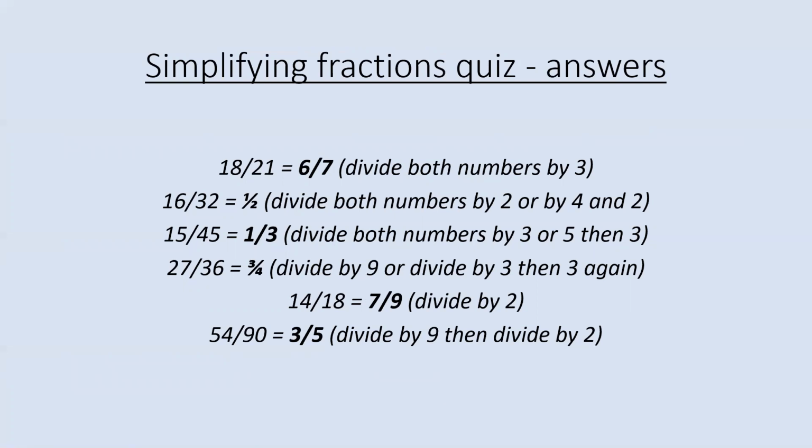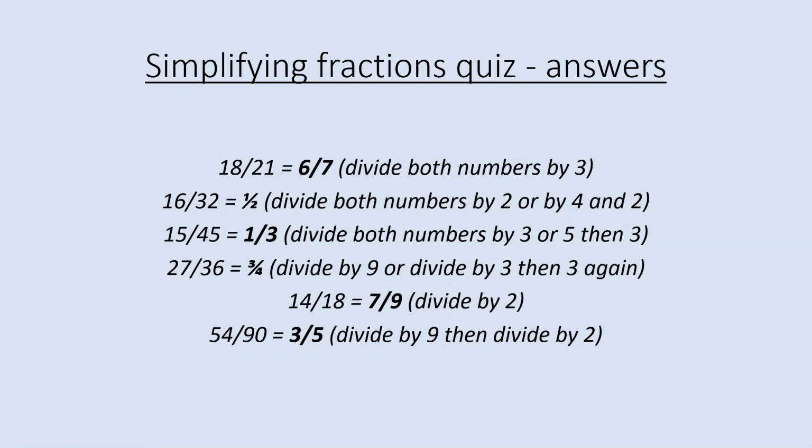15/45 can simplify down to 1/3. Again, I could divide both numbers by 15, because 15 divided by 15 would equal 1, and 45 divided by 15 would equal 3. Or I could divide both numbers by 3. 15 divided by 3 equals 5, and 45 divided by 3 equals 15. So that would be 5/15, and then I could divide both numbers by 5 in order to simplify it down again. So 5 divided by 5 would be 1, and 15 divided by 5 would be 3.